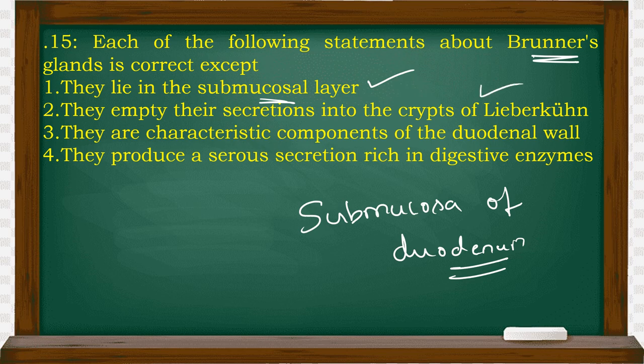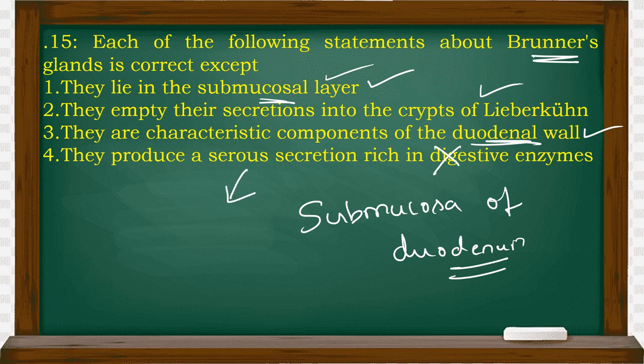Option number 3, they are characteristic components of the duodenal wall. The first option just says it is present in the submucosal layer, and the third option says it is a characteristic component of the duodenal wall. Even that option is absolutely correct. And option number four says they produce a serous secretion rich in digestive enzymes. So this is not the correct answer.